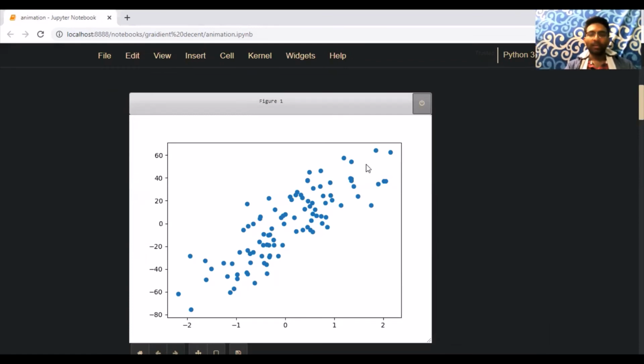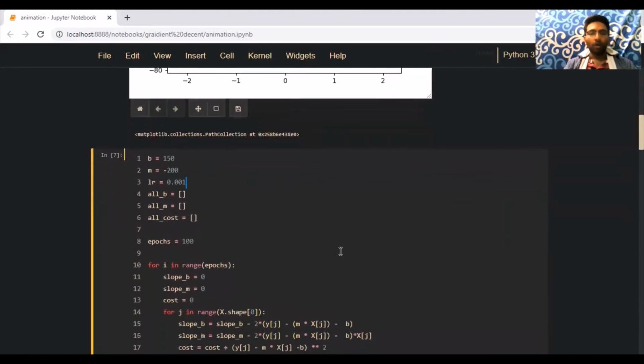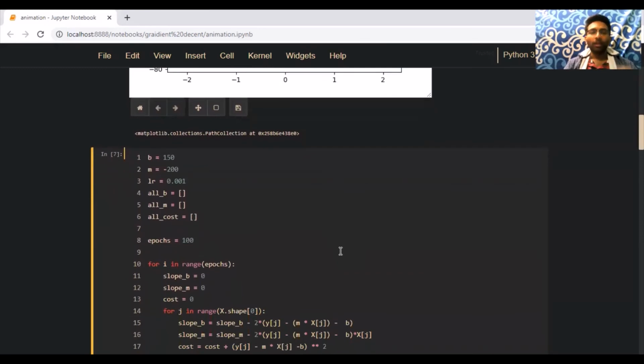So this is my data set, a scatter plot showing how my data is distributed. After that, I will show you how my gradient descent finds the best fit line. Before that, I need to discuss one more thing. This B and M can also be called the tuning parameters for my gradient descent. If I increase or decrease the value of B, what effect does it have on my best fit line? My best fit line will move upwards and downwards, but it will not rotate over its axis.